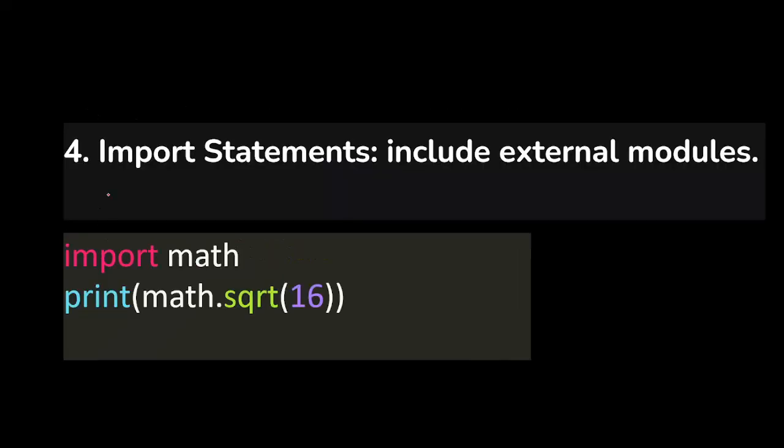Okay. Next thing, import statements include external modules. Nothing but you are having a file named math.py. In it, you have a function which is sqrt, which is the square root of 16, right? So 16 is an integer parameter that we can give. So we are importing the math.py file from an external file. In it, we have the sqrt function.